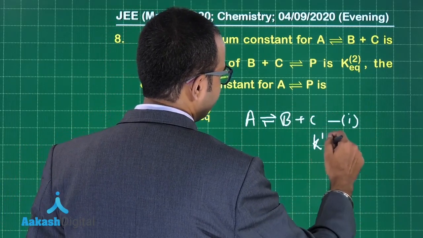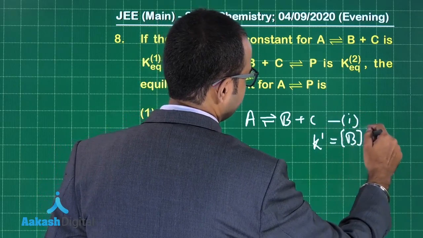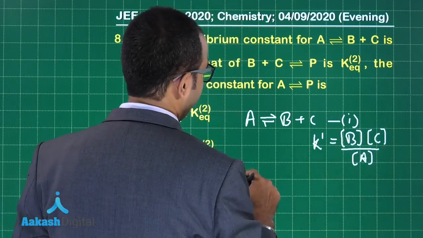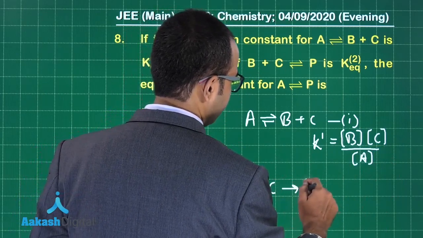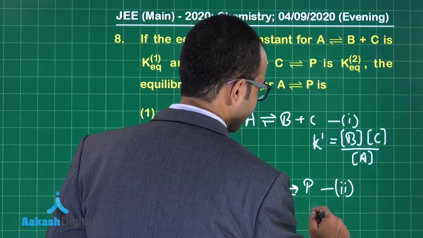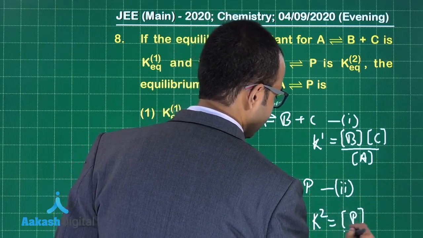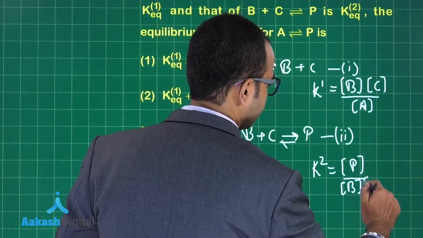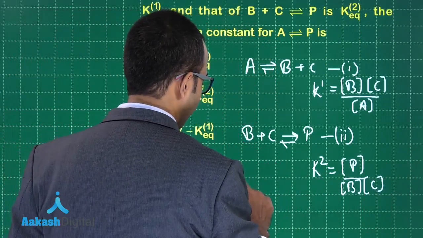So what is K1? K1 over here is B into C upon A. If you look at the second equation, B plus C giving you P, right? So this is your second equation. So K2 will be what? K2 will be P divided by B into C, right?